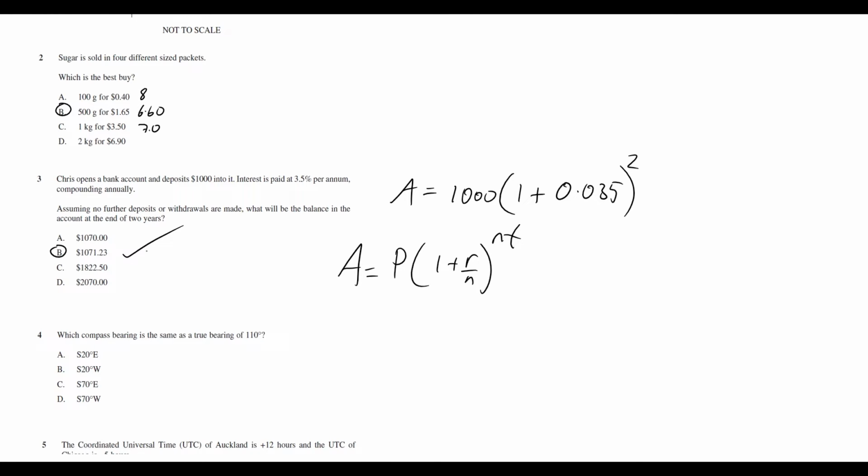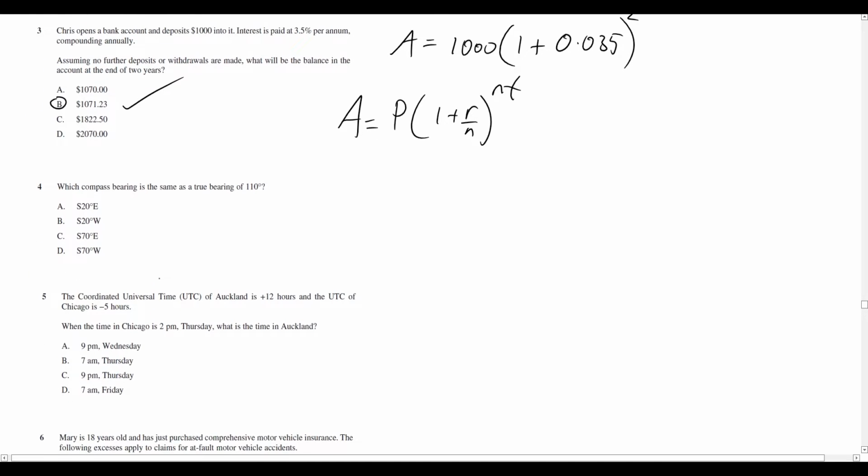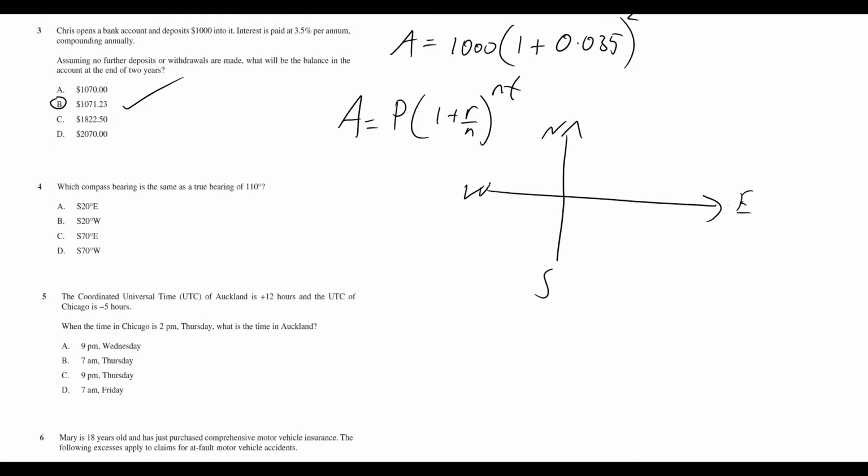Okay, part 4. Which compass bearing is the same as a true bearing of 110 degrees? So let's think about what that looks like. If I have north, east, south and west. 110 degrees, that means we go all the way around, so that's 90 there, and then we go 20 further. So a line around here. Okay, so now what is the compass bearing of that?